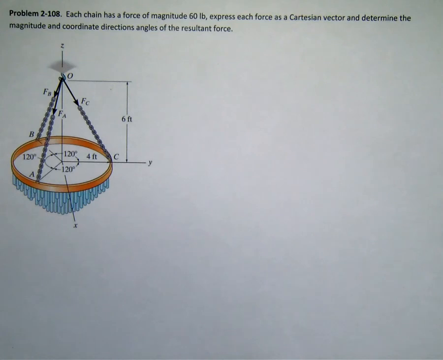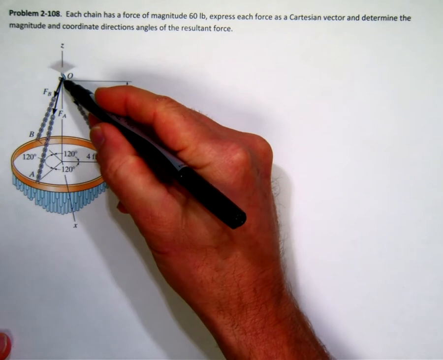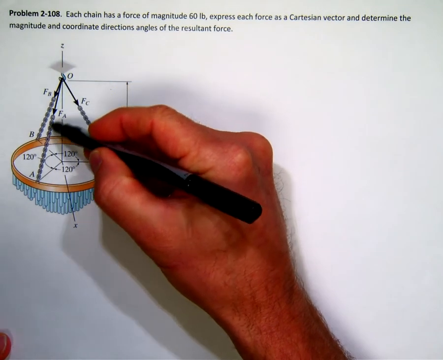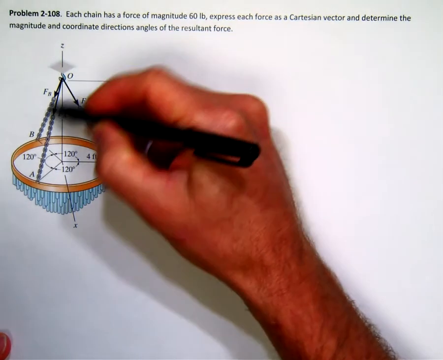Okay. So let's start by finding a position vector. Let's pick A. So we'll start here at A. We want to find this force vector, and then we'll do B, and then we'll do C.